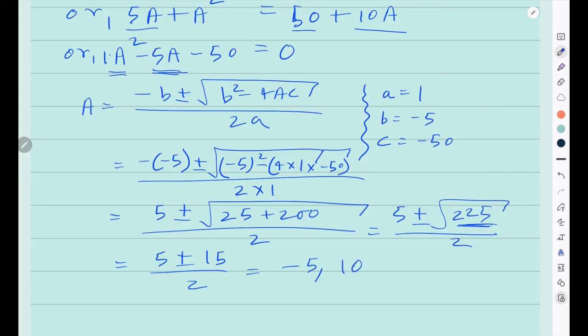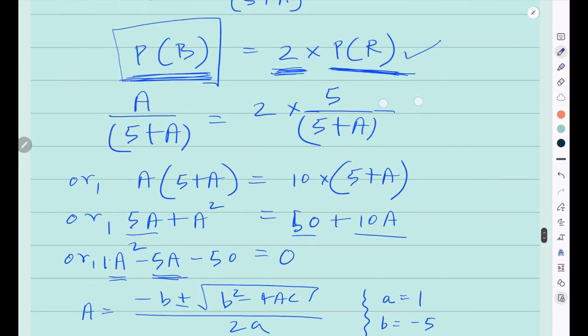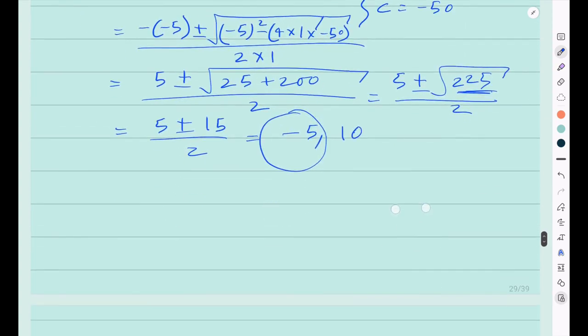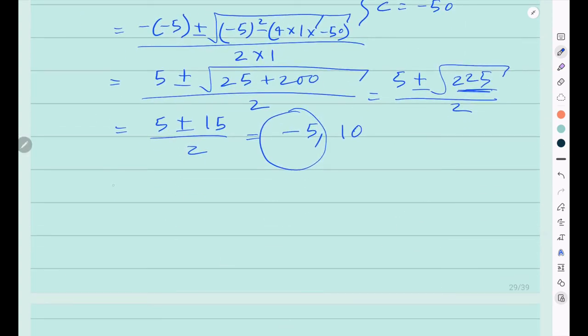Okay, so we can outrightly reject this minus 5. Why? It is because we have assumed that there are A number of blue balls. It could not be minus 5 number of blue balls. It could only be positive. So our answer could only be 10. The question says determine the number of blue balls in the bag. So the number of blue balls in the bag is 10, and that is the answer.